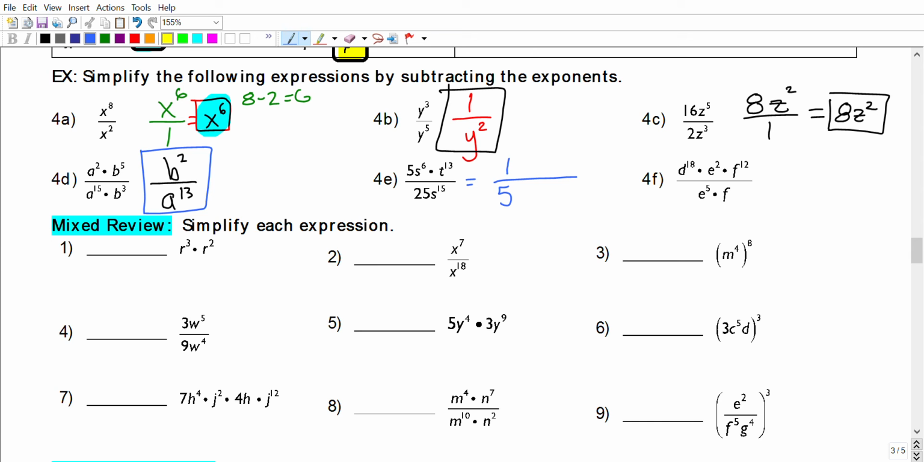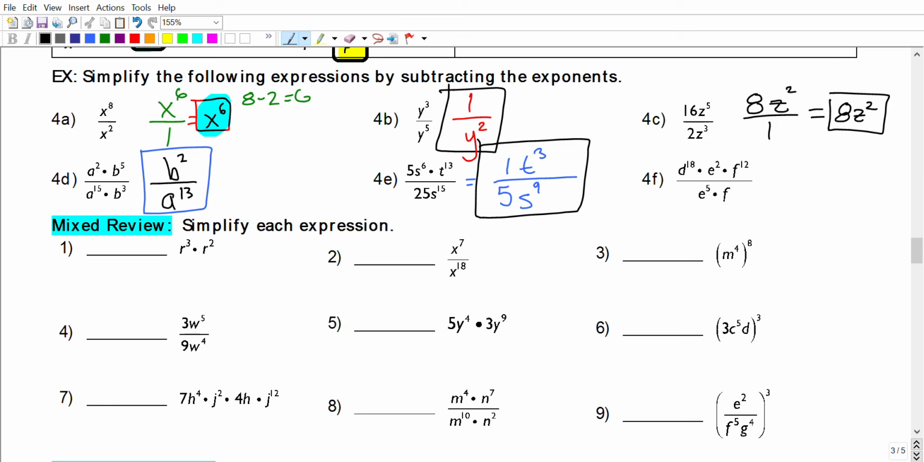Well, I have two s's here, okay, and then s to the 6th here, and then s to the 15th. Which one has more? The bottom has more. So the bottom gets the s, and then how many more does the bottom have than the top? It has 9 more. And then the t, well, there are no other t's. So the t just has to stay exactly as it is. So t to the 3rd. Okay, so this right here is your final answer.